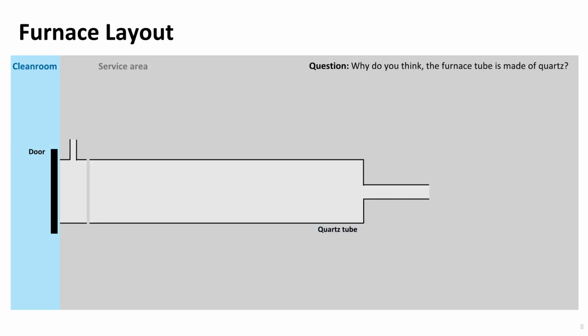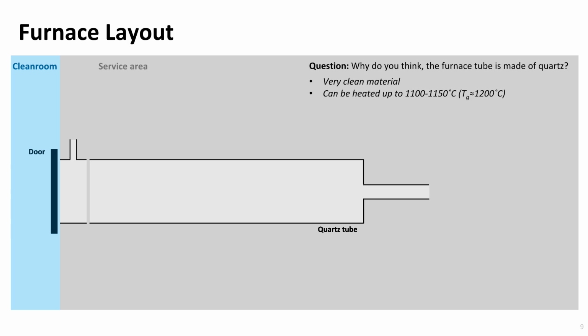This slide shows a drawing of the thermal oxidation furnaces in the cleanroom. The blue and gray background colors indicate that only the loading area can be accessed from the cleanroom side, while most of the furnace is located in the service area. The furnace itself is an about 2 or 3 meter long quartz tube, also called a furnace tube. So, why do you think that the furnace tube is made of quartz, even though it would be easier and cheaper to make it out of metal?